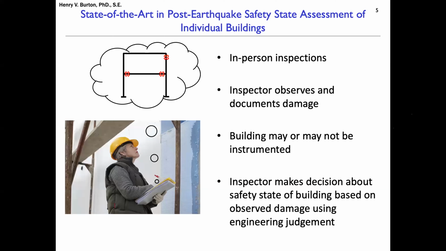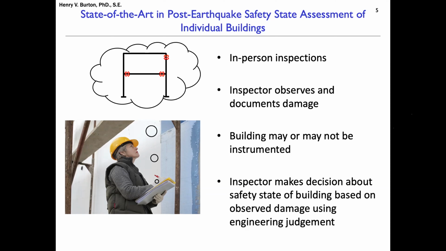So think you're a building owner. You have a building that is of particular interest to you, maybe a small cluster of buildings. And so you might hire engineers, or have engineers on staff ready to go inspect buildings after an earthquake. So we're talking about individual buildings in that context. They're in-person inspections. The inspector would go, observe damage, and document it. You may or may not have information on response measurements from instrumentation.